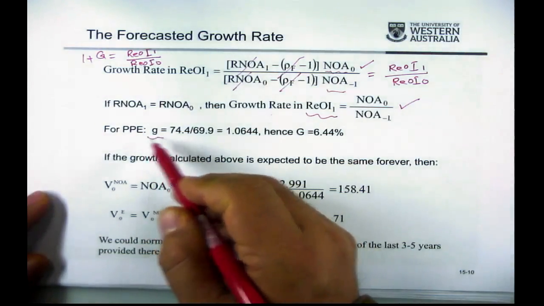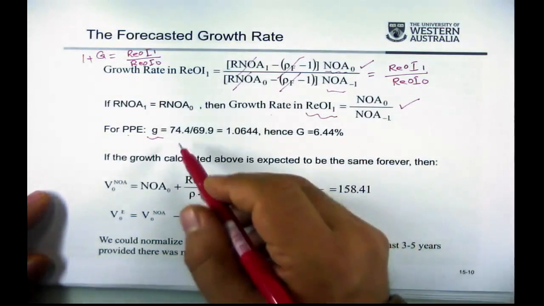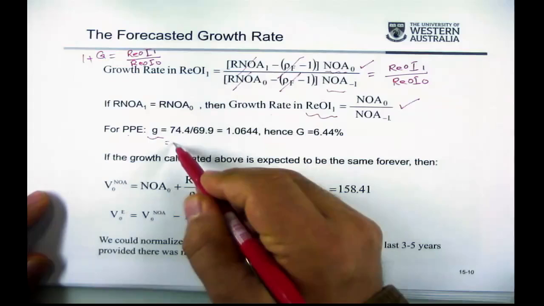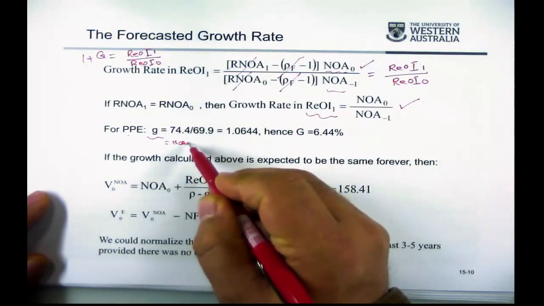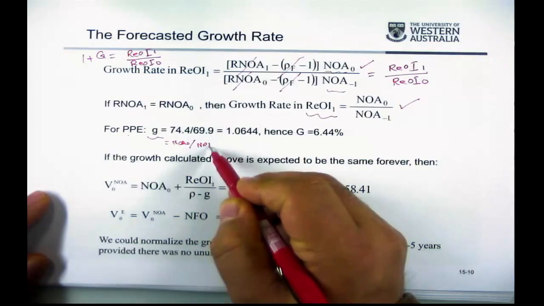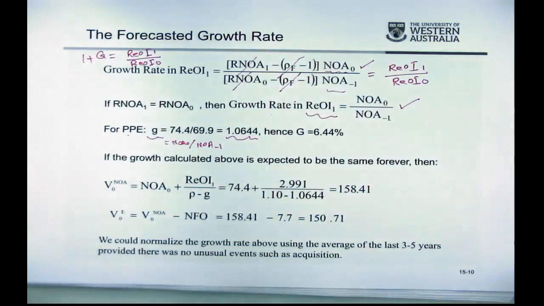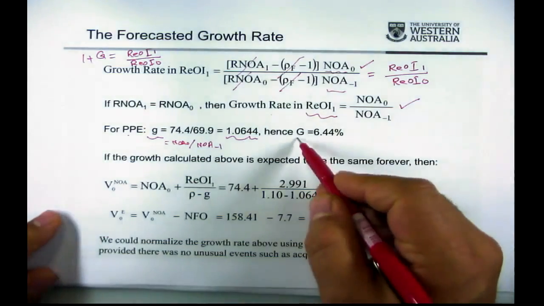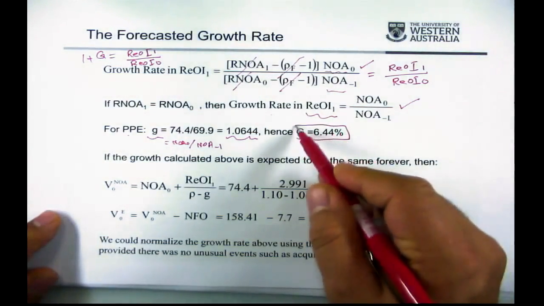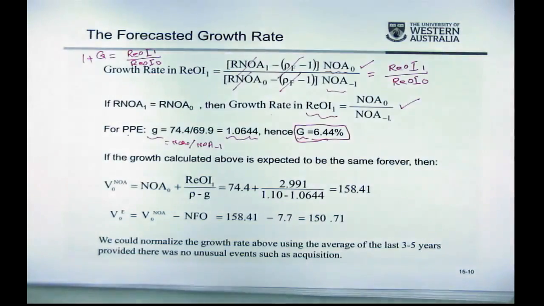So G for our dummy firm is equal to net operating assets in year 0 divided by net operating assets in year -1. So it is 1.06444. So G, the growth rate in the residual operating income, is 6.44%. Make sense?